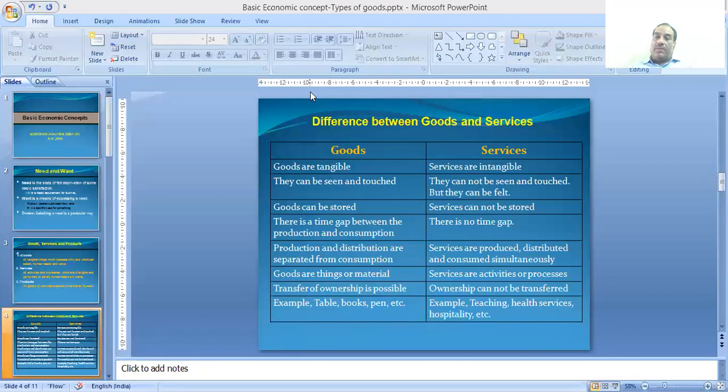Then fourth, goods are things or material. So a pen is a thing. A pen is prepared out of some material, but services are activities and processes. They don't require any material things. So they are intangible.